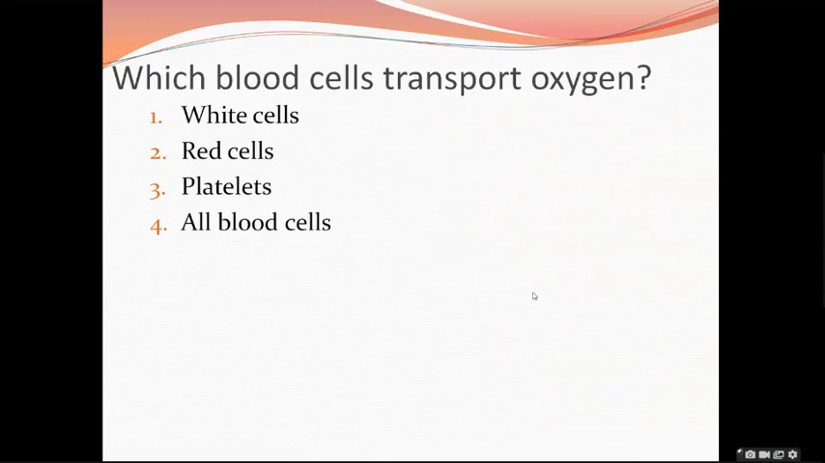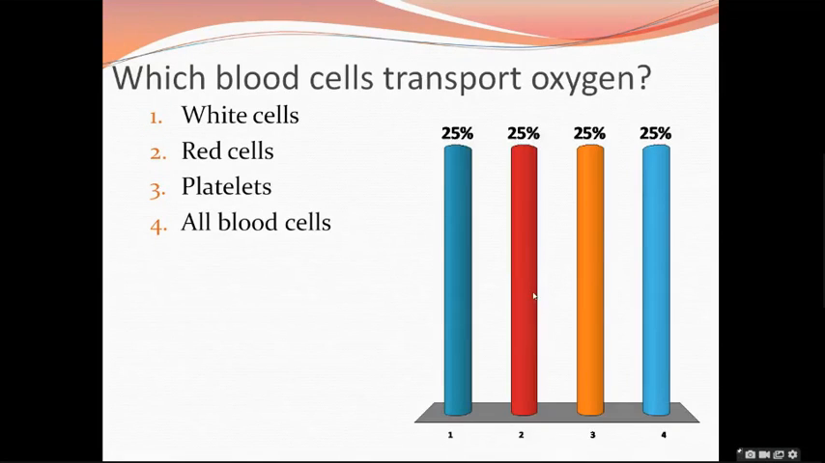Now, let us take one question. Which blood cell transports oxygen? The answer is the red blood cells. Why? Because it comprises hemoglobin. Hemoglobin is the respiratory pigment which has the affinity for oxygen binding.